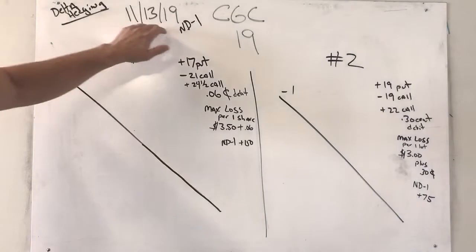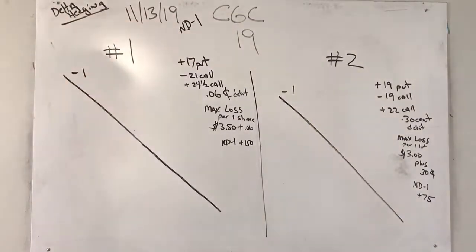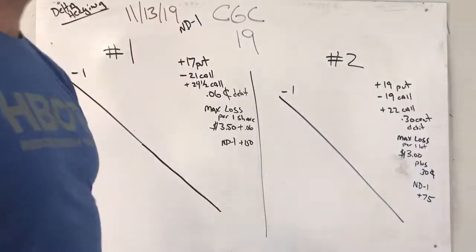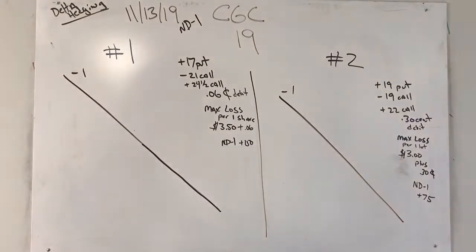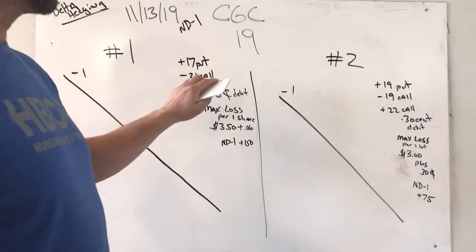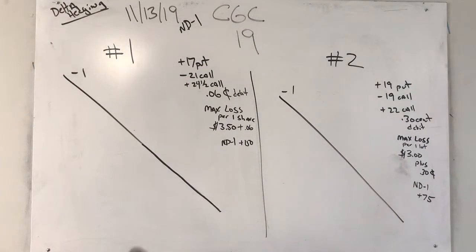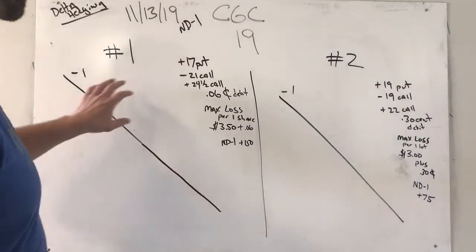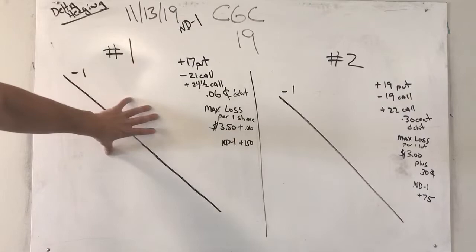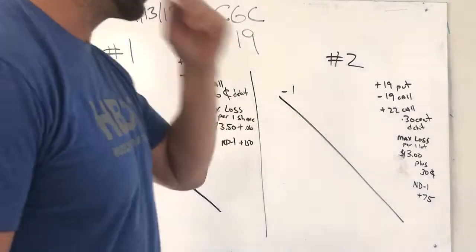It is November 13th. This trade is for ND1 again, and it's in CGC. CGC does have earnings tomorrow, so it had a big run up. We capitalized on that last week. ND1 had a trade on for like 24 hours, made a great profit, and now his opinion has changed. He wants to do a synthetic short stock position in this stock.